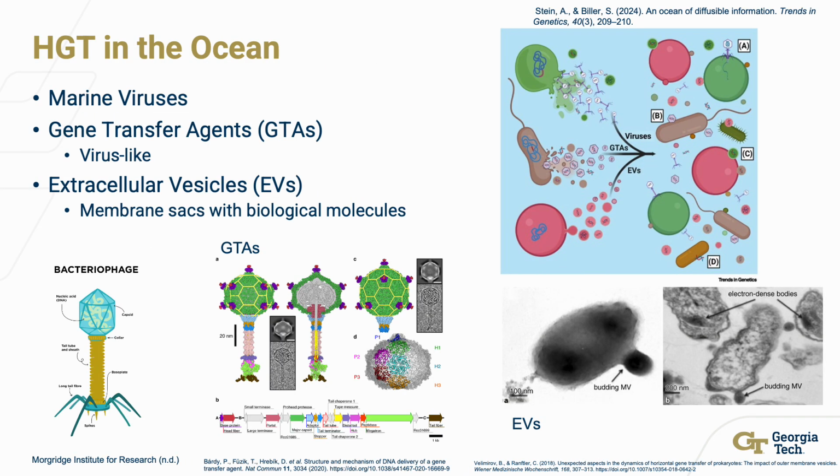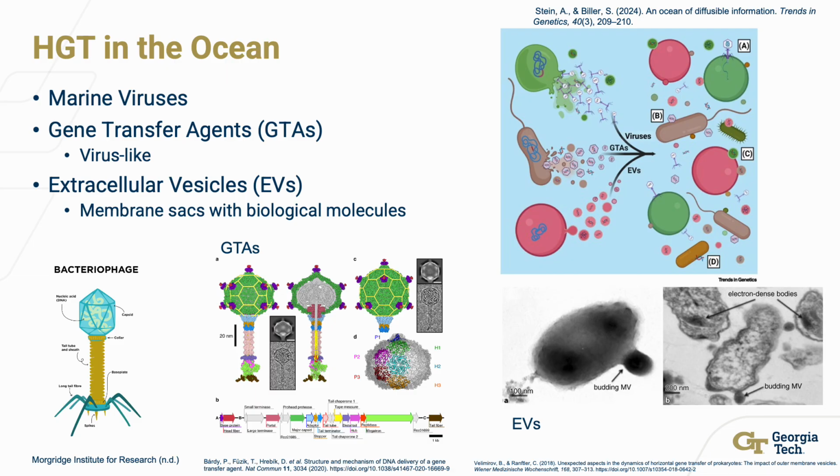So horizontal gene transfer occurs everywhere, including the ocean. Beyond the classical mechanisms I just went through, recent research has revealed that there are additional pathways and vehicles that can facilitate gene transfer, especially in complex natural environments. Three methods that are hypothesized to mainly facilitate horizontal gene transfer within a marine environment are marine viruses, gene transfer agents, and extracellular vesicles. You can see in the top right corner a visualization of all three of these things, but I'm also going to go through them all one by one.